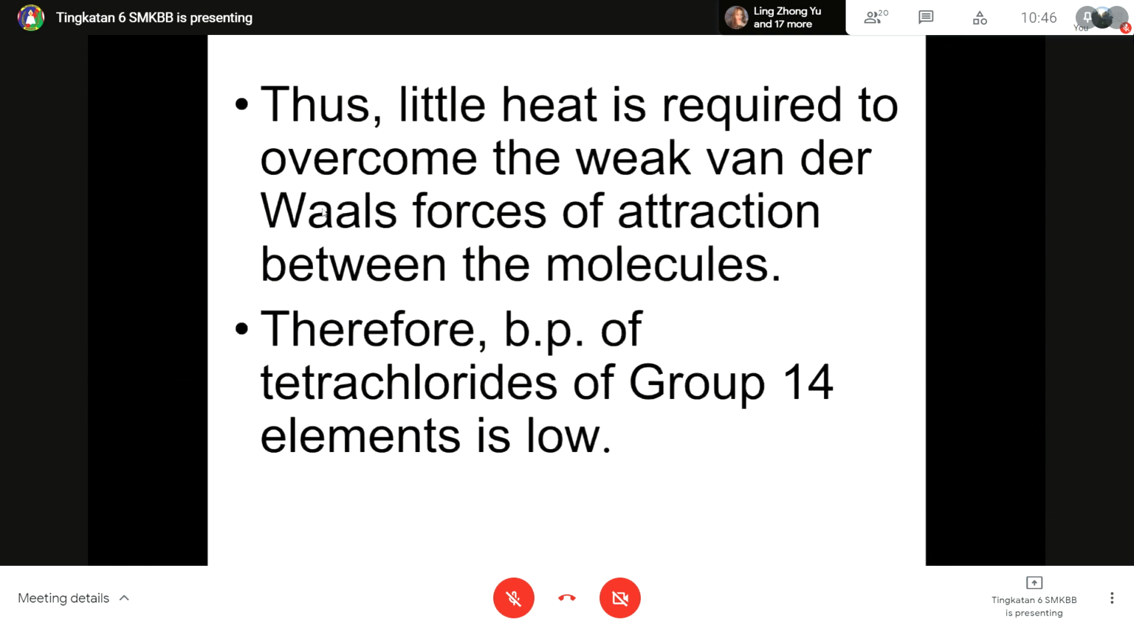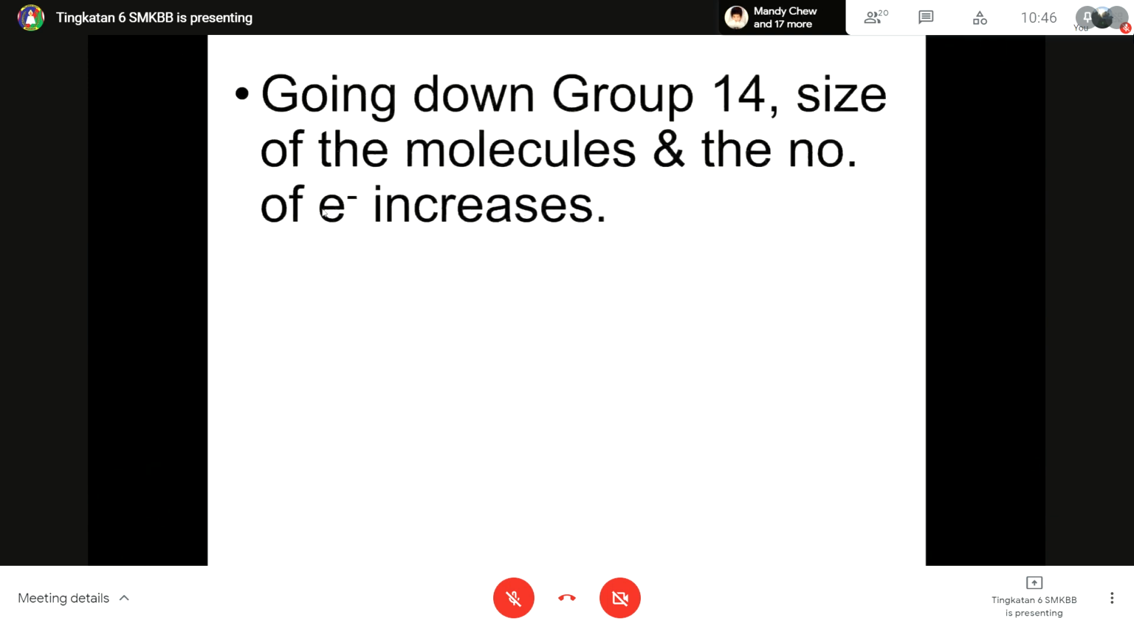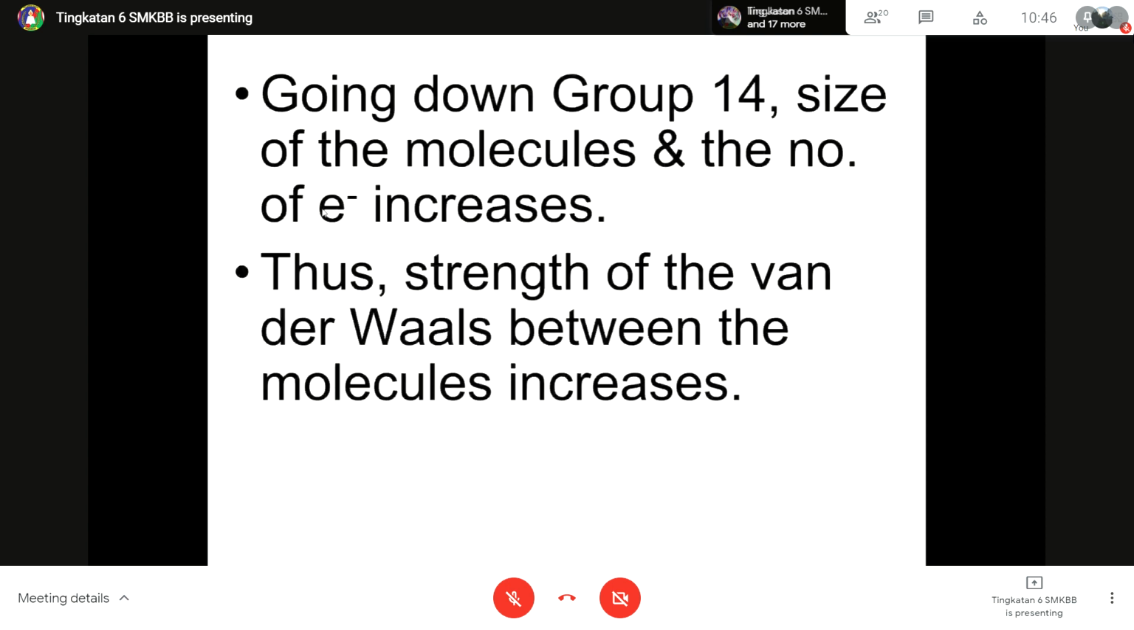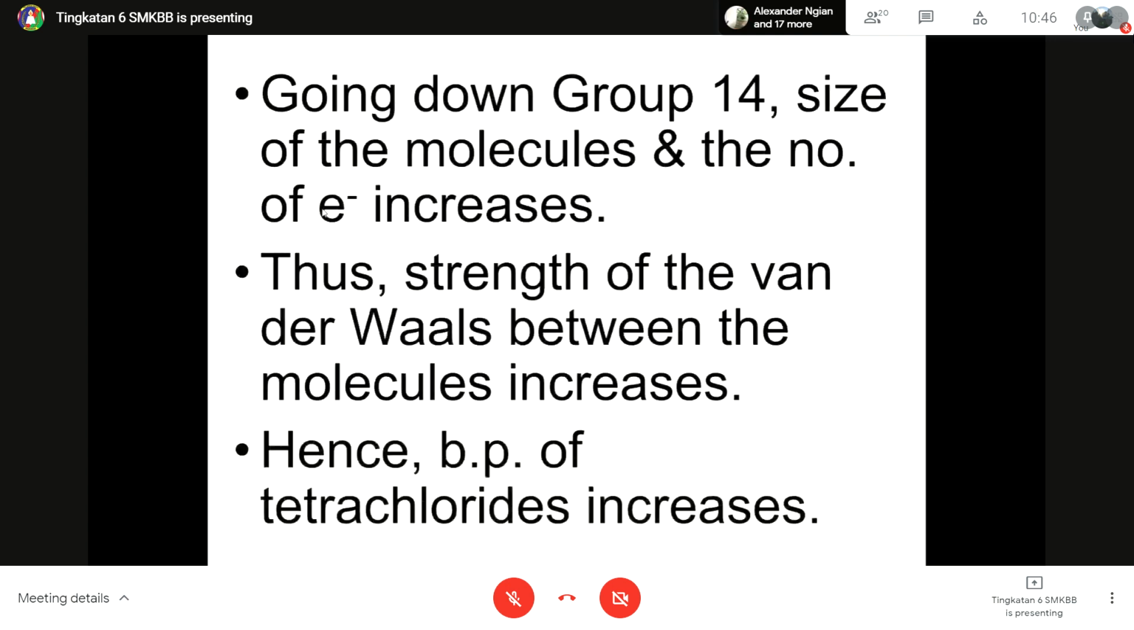Going down the group, the size of the molecule increases, because the group 14 element gets bigger while Cl stays the same size. So the overall size of the molecule increases. We studied already that for van der Waals forces, bigger size means stronger forces. So the strength of van der Waals forces increases going down the group. If the attraction force gets stronger, you need more heat energy, so automatically your boiling point increases.